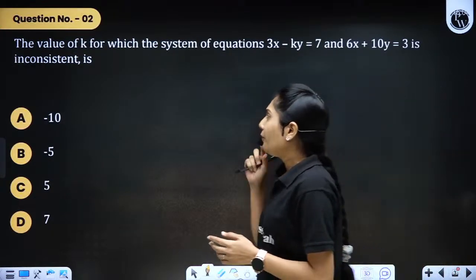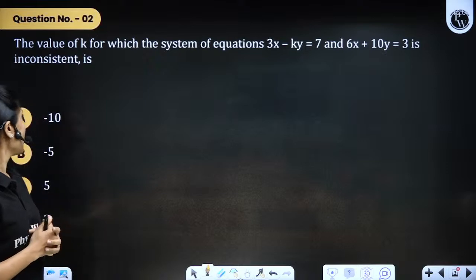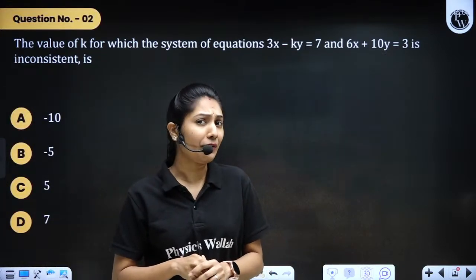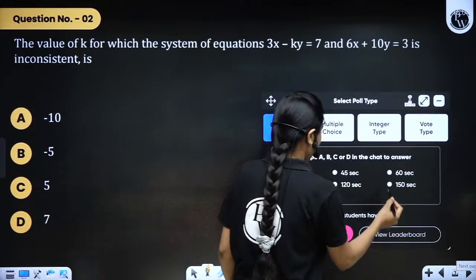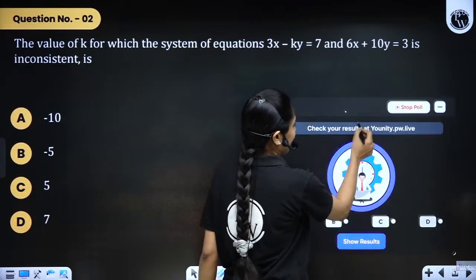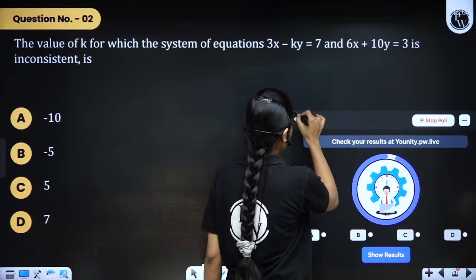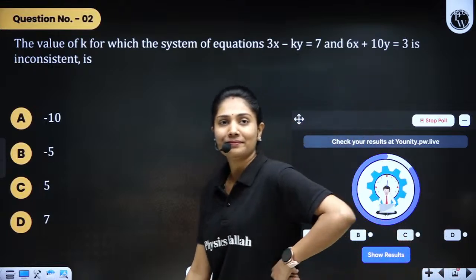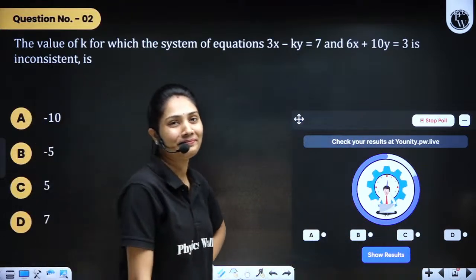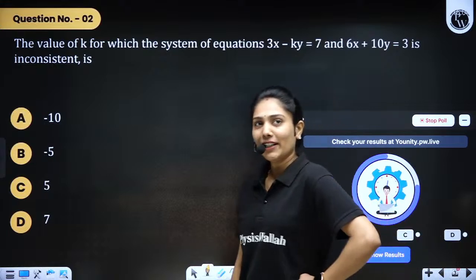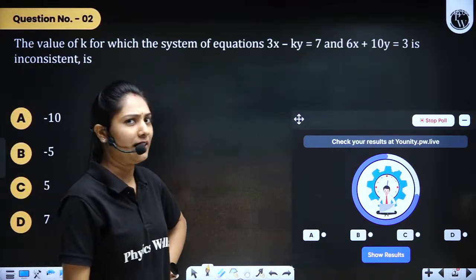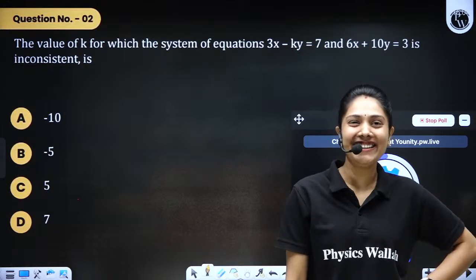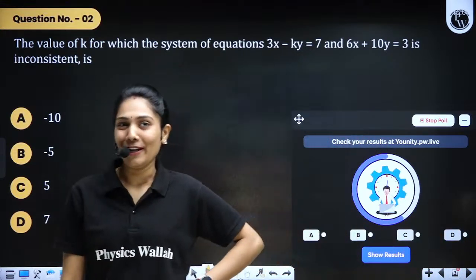Now let's move towards the next question. Next is: the value of k for which the system of equations is inconsistent. Firstly, tell me, what's the condition of inconsistency in a system of equations? You just have to apply that condition and you'll get your solution. So tell me, what's the condition? Are you all actually calculating it on paper, yes or no? Or just checking the solutions directly?